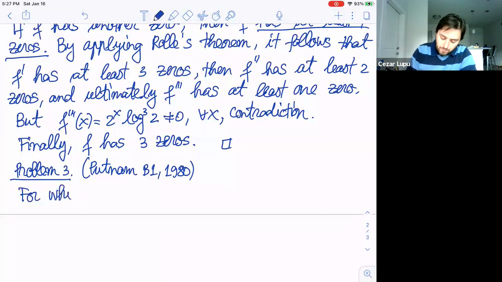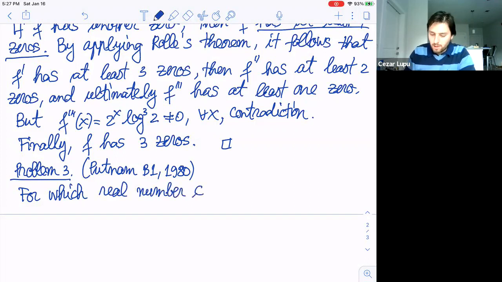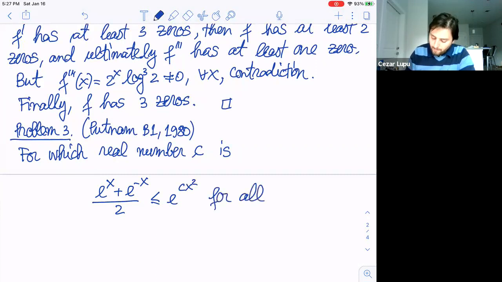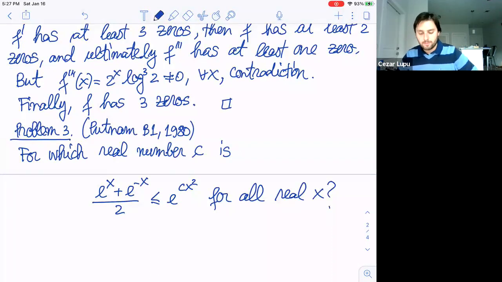For which constant c, for which real number c, is the following inequality true? Let's write it in this way: e to the x plus e to the negative x, everything over 2, so the arithmetic mean of these two numbers, is less than e to the power c times x for all real x. So we would like to find the least constant c for which this happens, right?